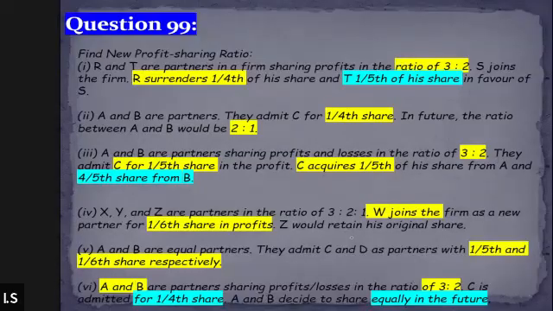The first case is R and T are partners in a firm sharing the profit in the ratio of 3:2. So there are two partners, R and T. Their existing profit sharing ratio is 3:2. S is joining them, and when S is joining, R surrenders 1/4 of his share and T 1/5 of his share. So both R and T are sacrificing a certain proportion of their shares in favor of S, and we need to find out the new profit sharing ratio. The question is clear to both of you, yes or no? Yes, sir.